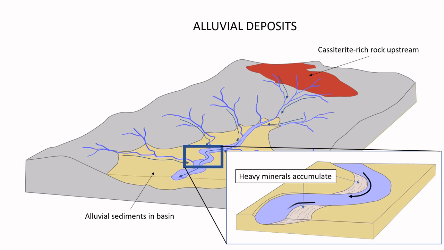Inside bends of meandering rivers are an example of such a locality. As the process gets repeated over thousands and thousands of years, significant volumes of sediments enriched in heavy minerals can form. About 80% of the world's tin comes from alluvial deposits, and Indonesia and China are the biggest producers, with countries like Bolivia and Peru also being important.